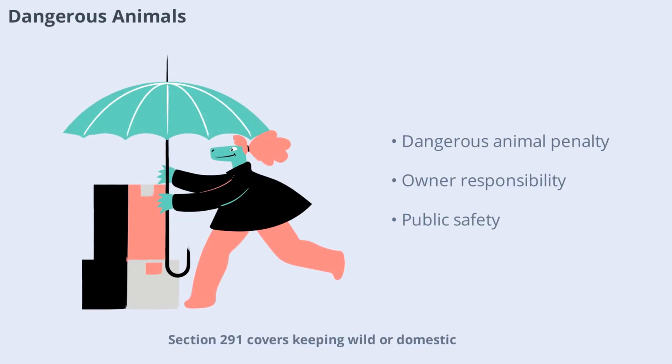Section 291 covers keeping wild or domestic animals that pose a danger to the public. Owners are responsible for preventing mischief caused by animals at large. If a tiger or bear escapes and causes harm, the keeper is liable. This law ensures that those in possession of dangerous animals take necessary precautions to protect society.